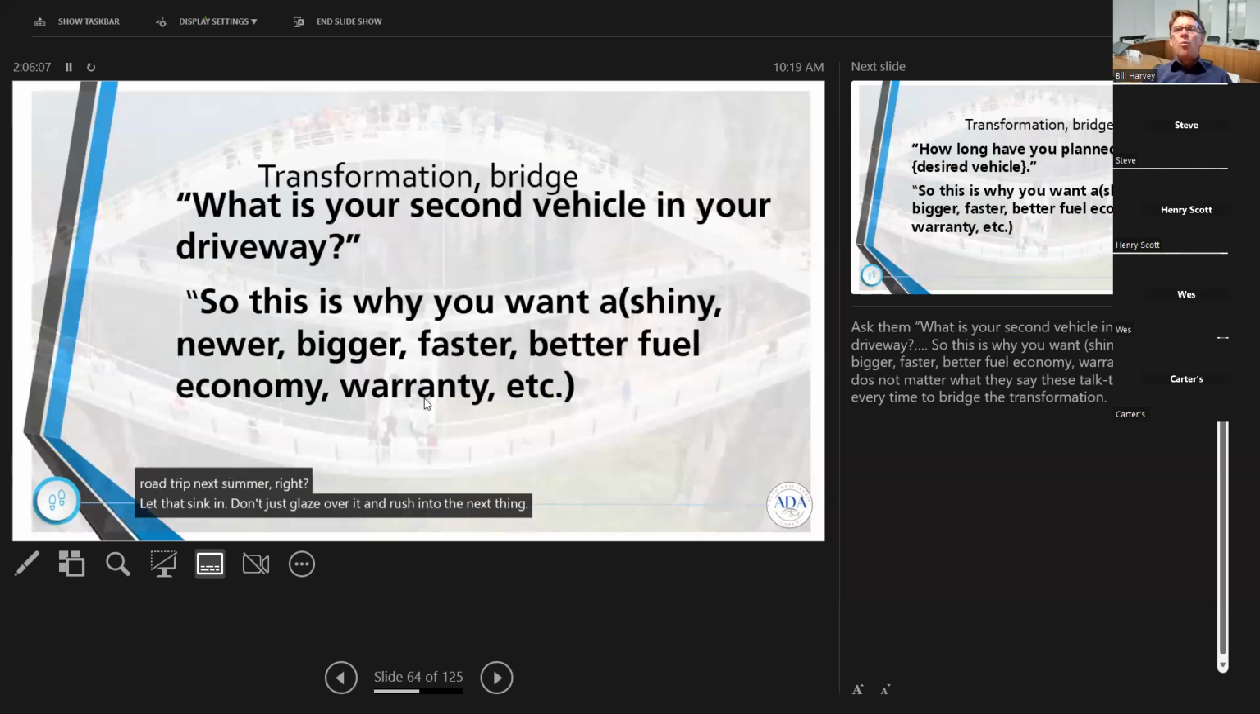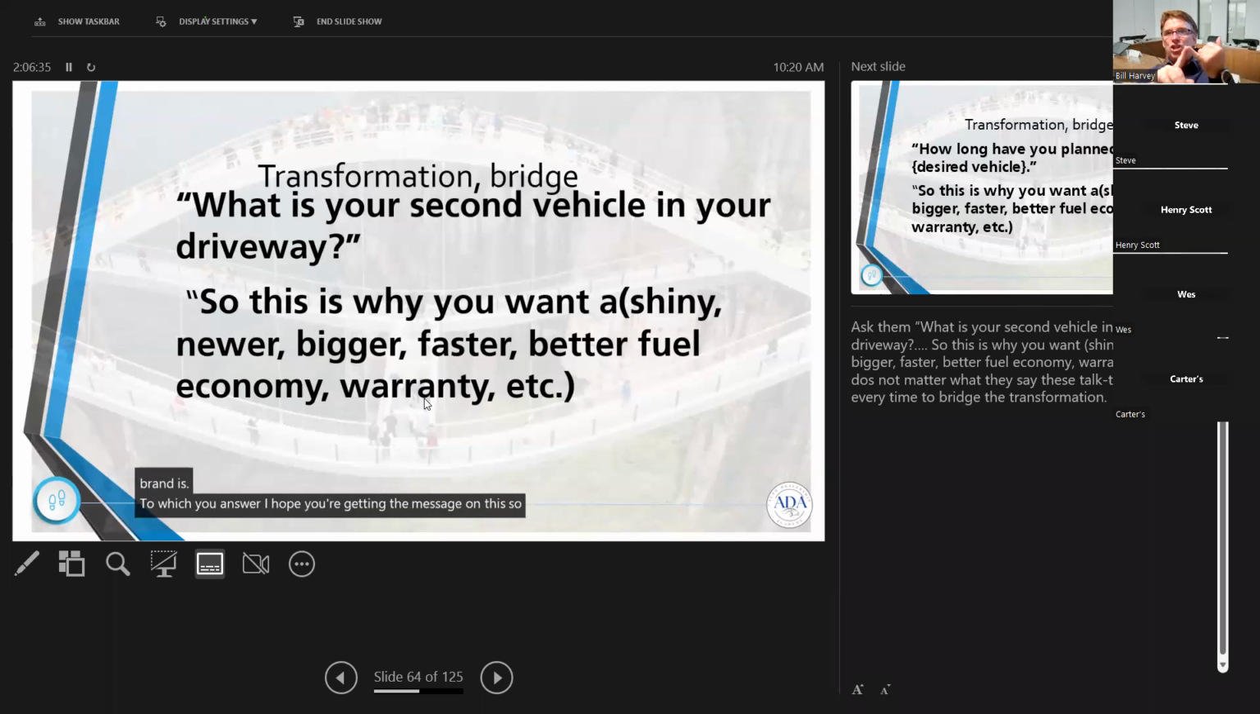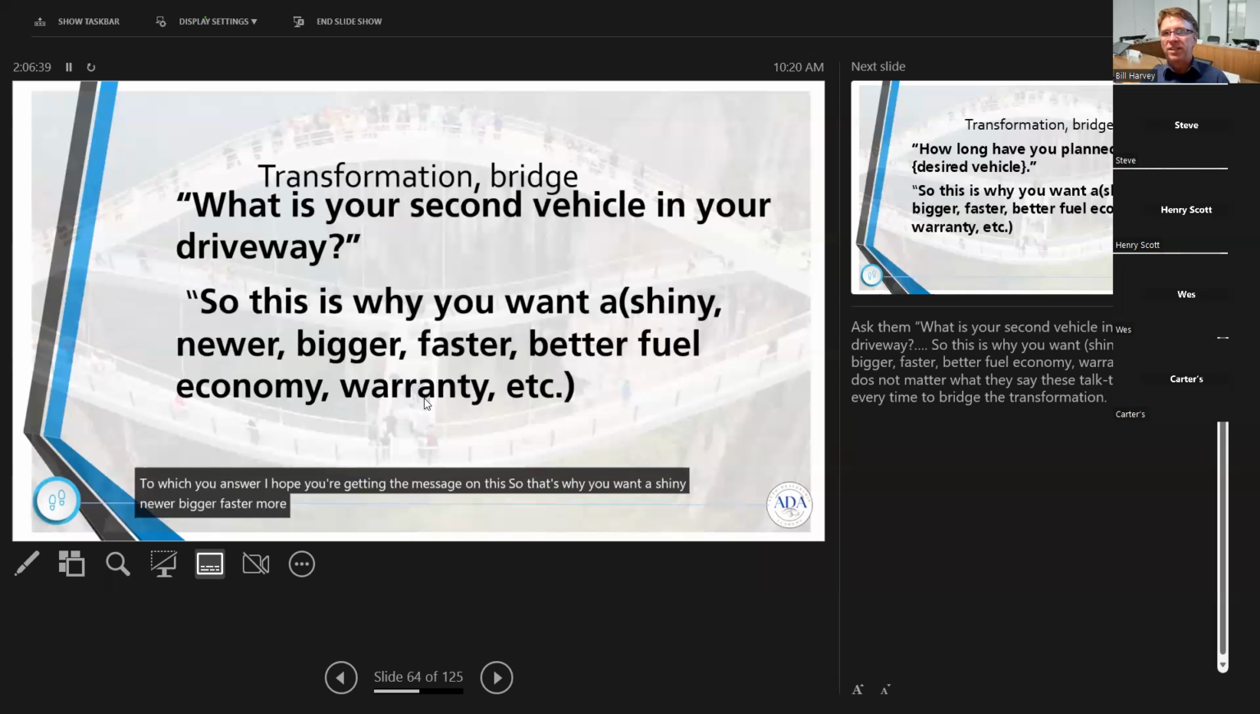Ask them, what is the second vehicle in your driveway? Does it matter what they say? Yeah, my husband just bought a brand new truck. Yeah, my kids just bought a brand new Jeep. Yeah, my neighbor just got a new Mustang. Yeah, my other neighbor just got one of those electric vehicles. They don't even know what the brand is. To which you answer, I hope you're getting the message on this: So that's why you want a shiny, newer, bigger, faster, more fuel efficient car with a full factory warranty, right?